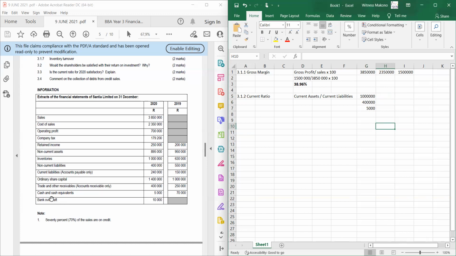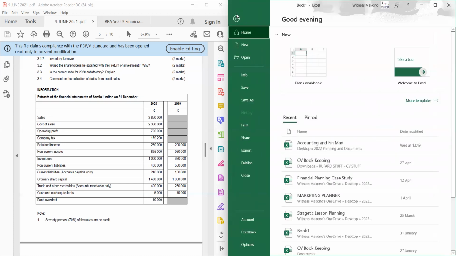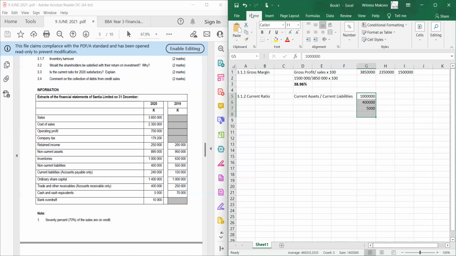Do we still have another current asset? Let me see. Overdraft is a liability. Cash and cash equivalent is a current asset. Trade and other receivables, current assets. Ordinary share, no. So in inventories, no. So we add. I'm looking for the plus sign. Let me say equals this plus that plus that, which gives you 1.405 million.